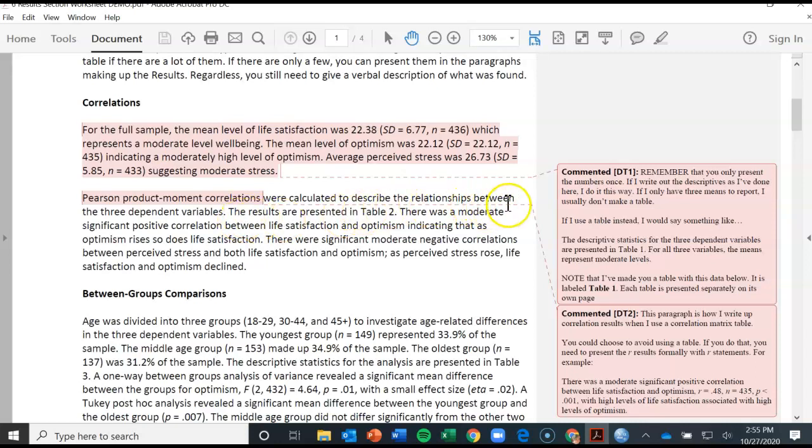I want to describe the relationships between the three dependent variables. The results are presented in Table 2, which is a correlation matrix. There was a moderate significant positive correlation between life satisfaction and optimism, indicating that as optimism rises, so does life satisfaction. There were significant moderate negative correlations between perceived stress and both life satisfaction and optimism. As perceived stress rose, life satisfaction and optimism declined.